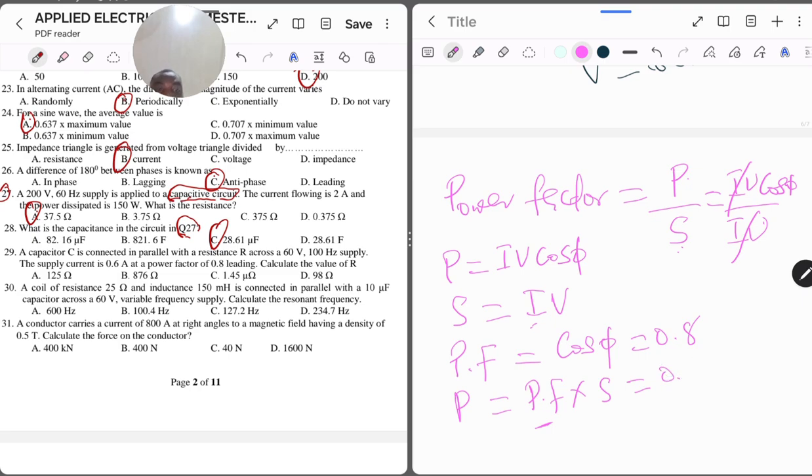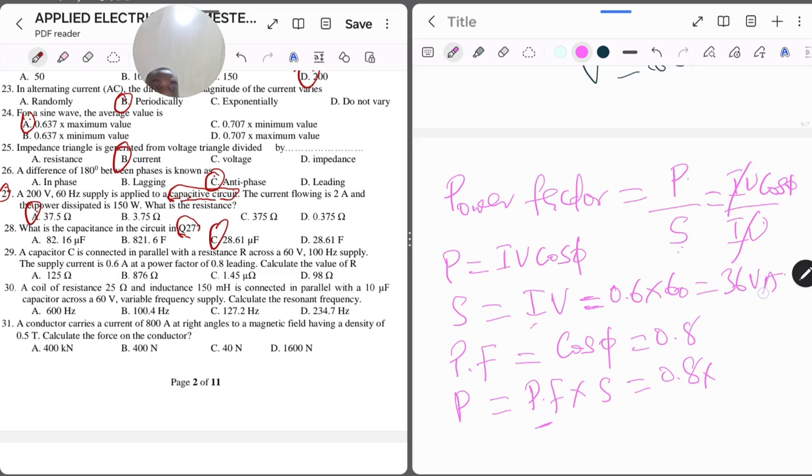So the power factor, which is 0.8, times the apparent power. But before I even write the power, you can see that from the question we are given the power supply and then the voltage supply. So I can calculate here the apparent power, which is going to be the product. So you have 0.6 times 60, which is going to be 36. So that will be 36 VA.